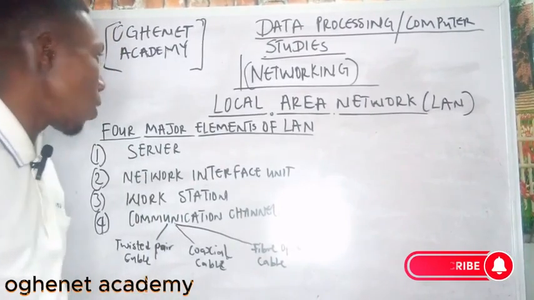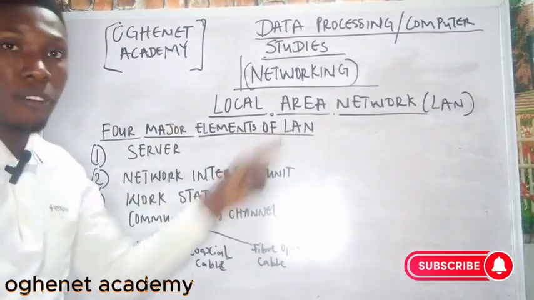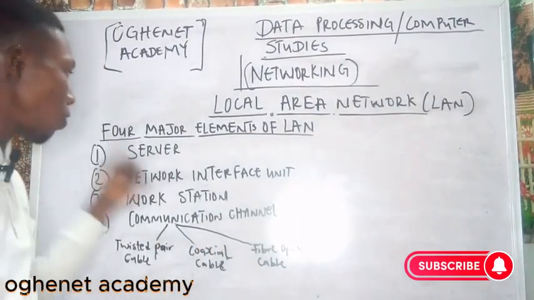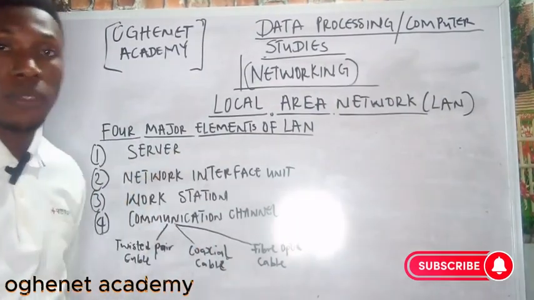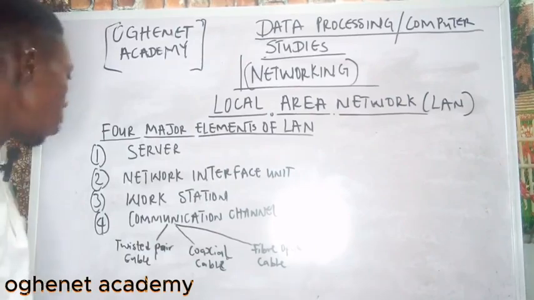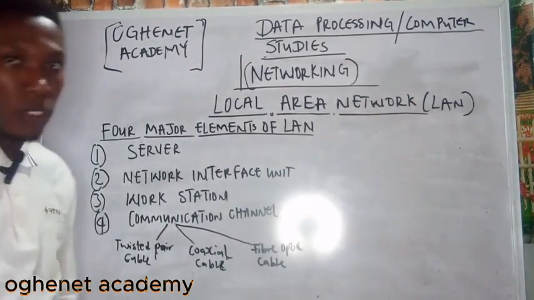Now, in the last tutorial, we talked about the four major elements of the local area network, and we spoke about the server, or made mention of some of the functions of the server. Now, today we are going to progress to the network interface unit.